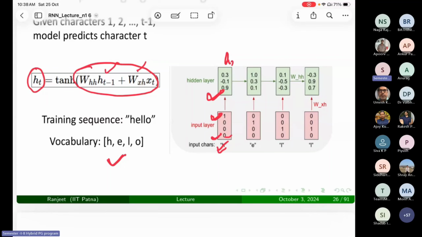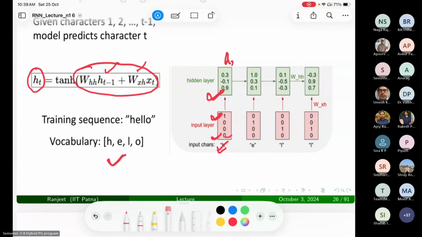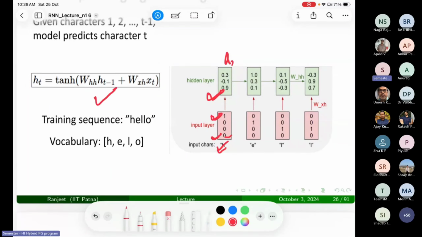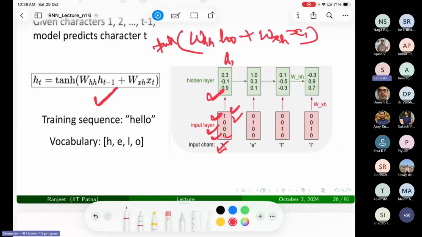Now the things are very, very simple. Here you just apply this formula. This is your x1. You have Wxh, which will be multiplied with the x1, and then we have Whh, and then we have h0. Then you will apply tanh over this, and you will get the h1.